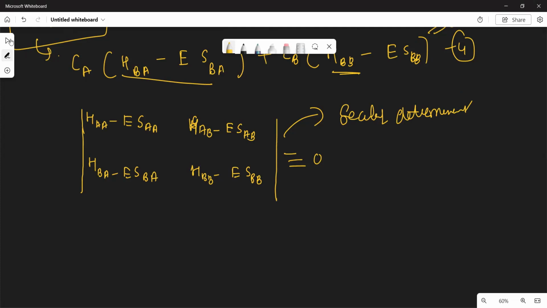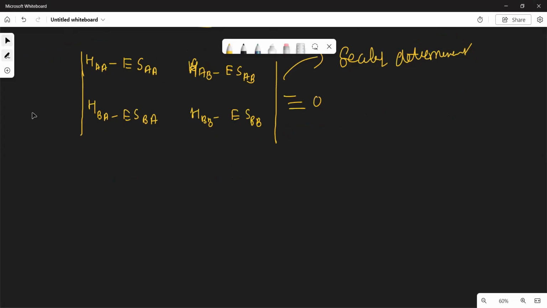But before that, we will see that in this whole derivation there exist three types of integrals. So let me write over here: three different integrals are present.